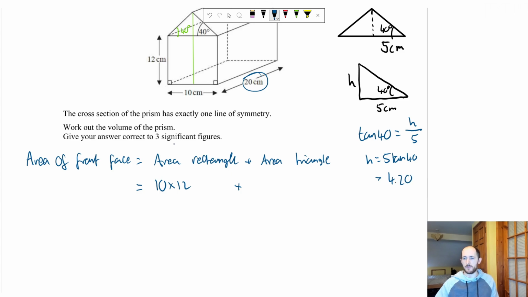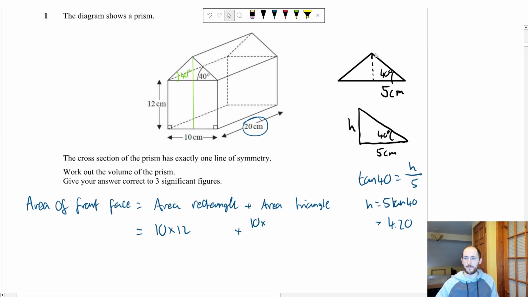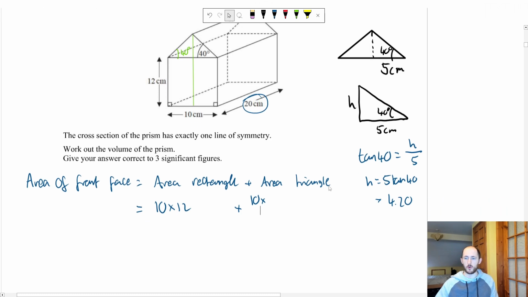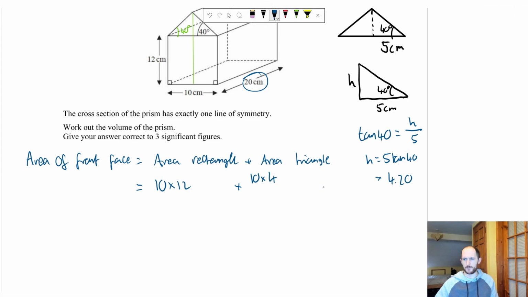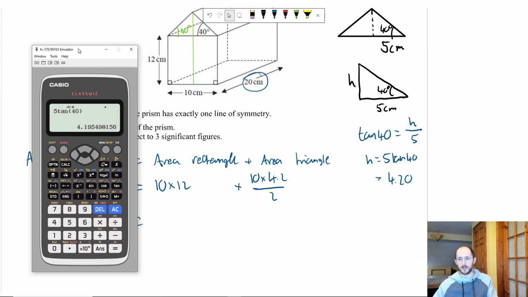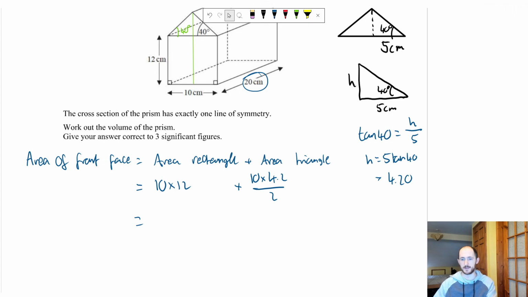So now our area of the triangle is base times height. So the base is still 10, don't forget, because we are talking about the overall big triangle here. And that base is 10, and the height was 4.2. So 10 times 4.2 over 2. And that is going to be the area of the front face. So 10 times 12 is 120, plus 42 over 2 is 21. So that is going to be 141 centimeters.